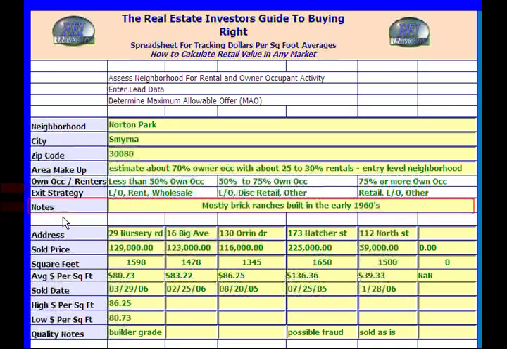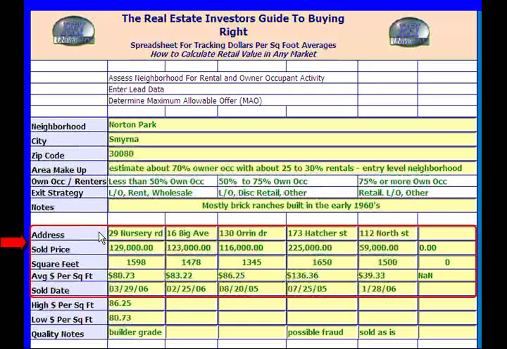I've also noted in my notes here, and I've typed this in, this is mostly brick ranches built in the early 1960s. Now below, I've got my sales data, which I've already entered in the form, including the address. These are comparable sales in the neighborhood that are the most recent possible sales that I could find, and I've acquired these by looking at certain links and tools that are included in the program for referencing sales data.